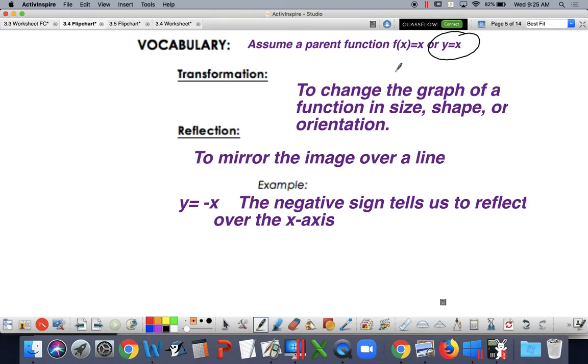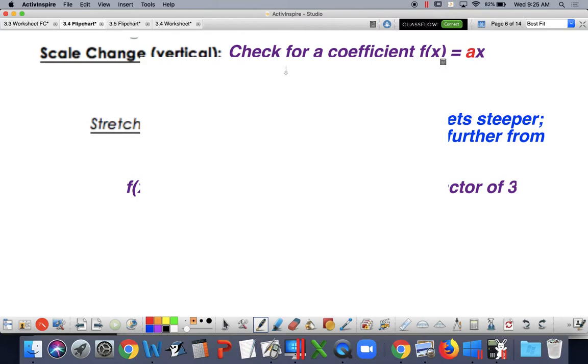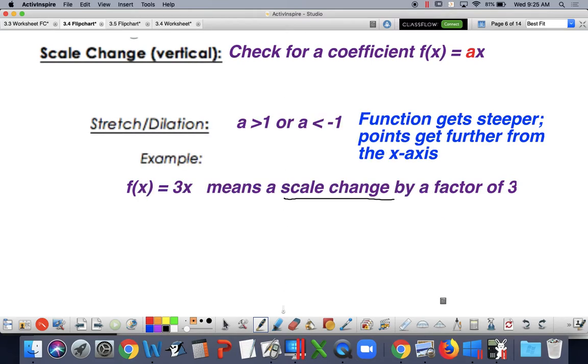All right. After reflection, we have what we call a scale change or a dilation. So this is when we look for a coefficient, a number in front of our x. If we have a big number, whether it's a big positive number or a big negative number, right? We saw 2, we could put in 3, 4, anything like that. When we have a number that's greater than 1 or less than -1, the function is going to get steeper. We're going to stretch it out. We're going to get further away from the x-axis.